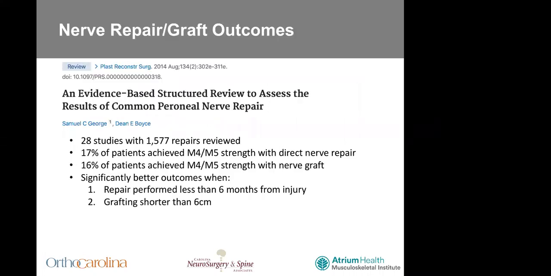So this is a recent meta-analysis looking at nerve repair as well as nerve grafting. There were 28 studies that involved 1,577 patients. Ultimately, 17% of patients achieve 4 out of 5 strength with nerve repair, and 16% achieve 4 out of 5 strength with nerve grafting. As previously stated, they found significantly better outcomes in patients who had their nerve repair performed within 6 months of injury and grafting that was shorter than 6 centimeters.